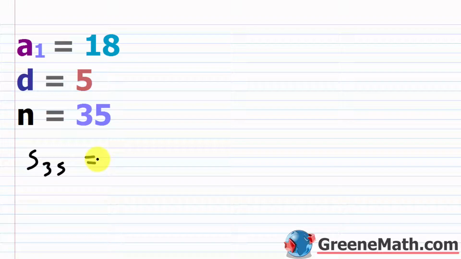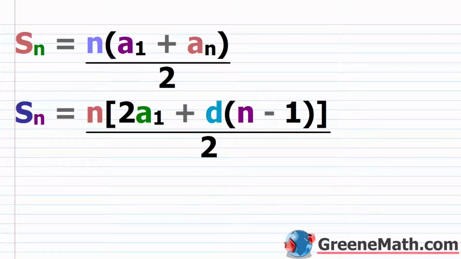So this equals what? If I go back up and get my formula, let's use this one first, and then I'll show you this one. Okay, so this is n times the quantity a sub 1 plus a sub n over 2.